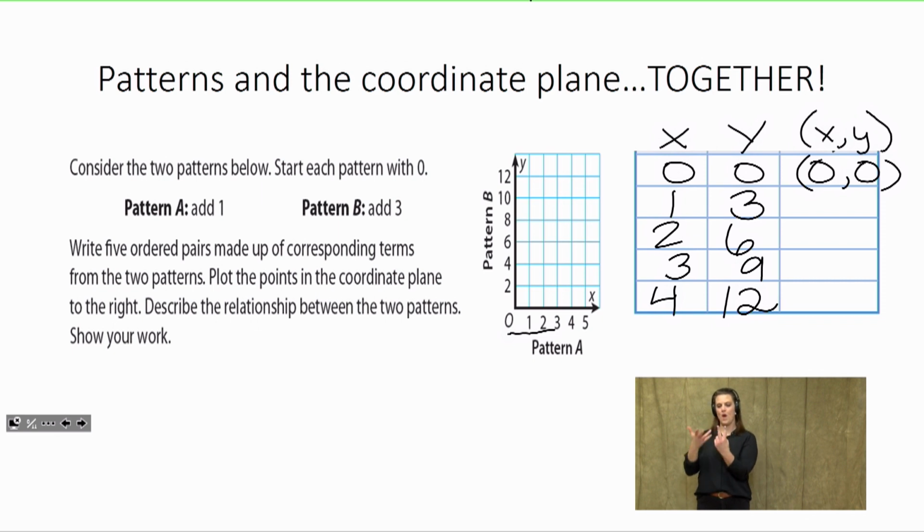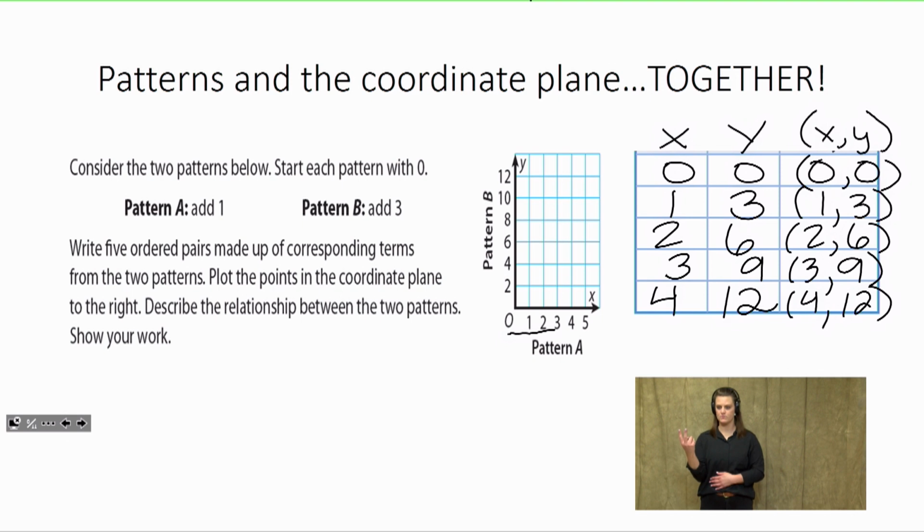Yep, did you say it was 1, 3? If so, you're correct. Over 1, up 3. Over on the x-axis, up on the y-axis. This ordered pair, 2, 6. Over 2, up 6. This ordered pair, 3, 9. Over 3, up 9. And then the final is 4, 12.